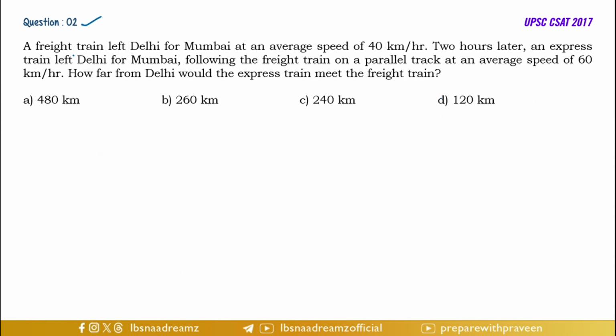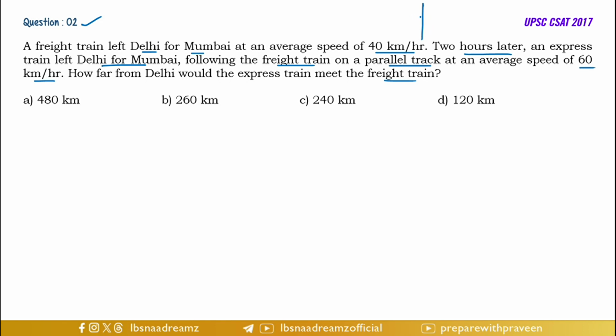Question 2. A freight train left Delhi for Mumbai at an average speed of 40 km per hour. 2 hours later, an express train left Delhi for Mumbai following the freight train on a parallel track at an average speed of 60 km per hour. How far from Delhi would the express train meet the freight train?